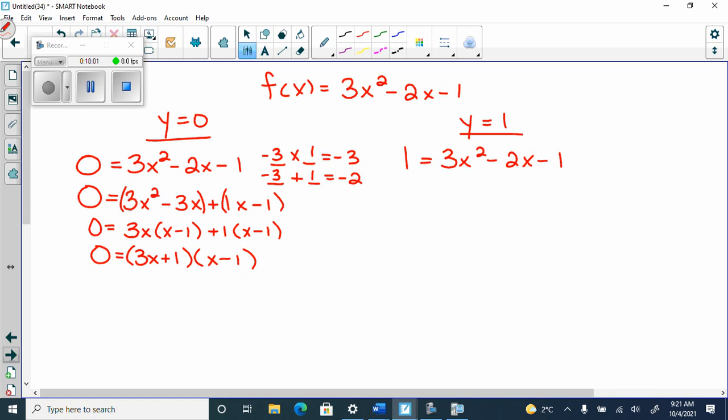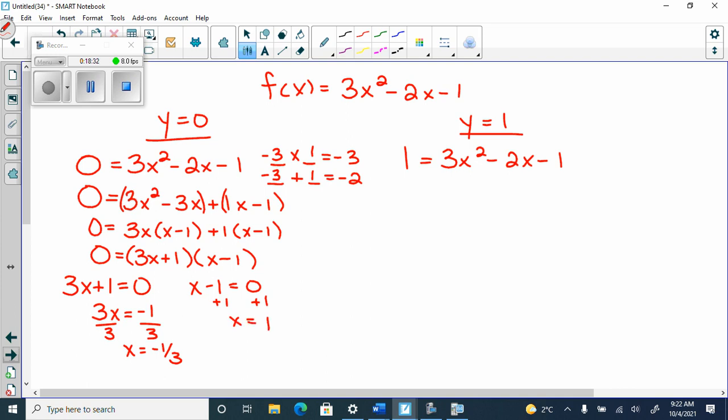And then last year in grade 11, you were taught, hey, we can actually just set each of these equal to 0 and get x-intercepts. That was the only extra step in grade 11. The first steps are all grade 10. Remember, grade 10 is always here to greet us. So we go 3x plus 1 equals 0. x minus 1 equals 0. 3x equals negative 1. Divide by 3. Hey, we're getting the same answer. x equals negative a third. And then plus 1, x equals 1.